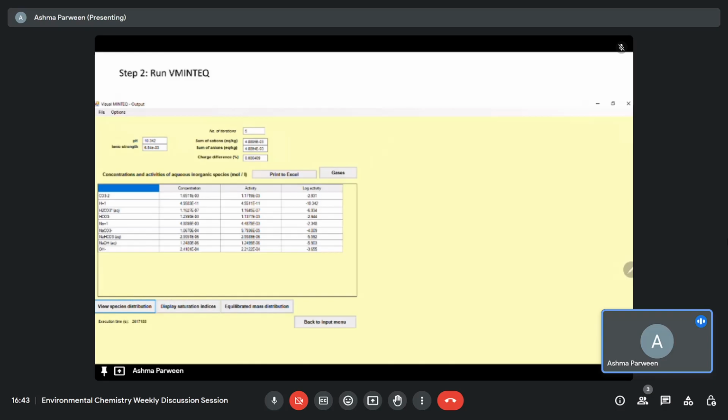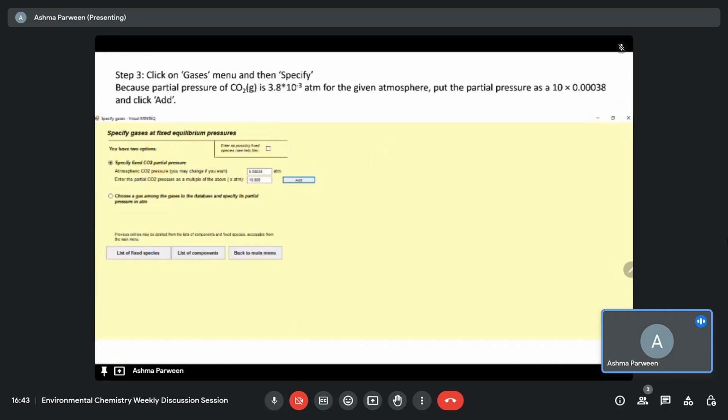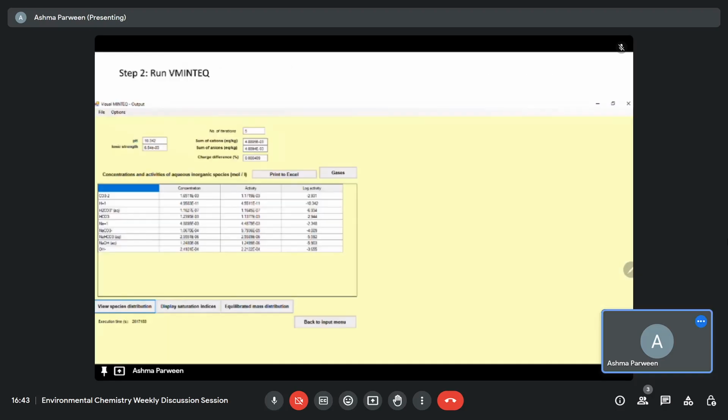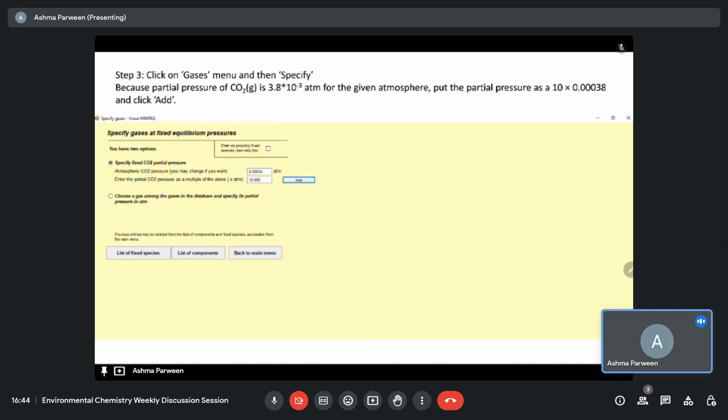Now we will consider the case when the system is open. When the system is open, we will have to add the gases which are open to the system. We have been given that CO2 is the gas. So we will go to the gases section. Then we will specify the CO2 partial pressure. We have been given that the CO2 partial pressure is 3.8 into 10 raised to the power minus 3. We can see that the atmospheric CO2 pressure is given as 3.8 into 10 to the power minus 4, but since in the question it is given as 3.8 into 10 to the power minus 3, we will multiply it by 10 in the next box.